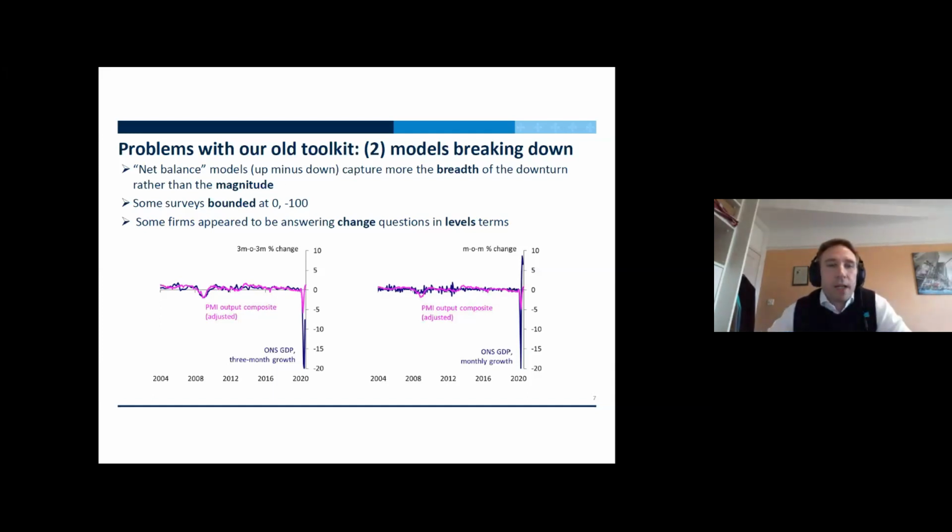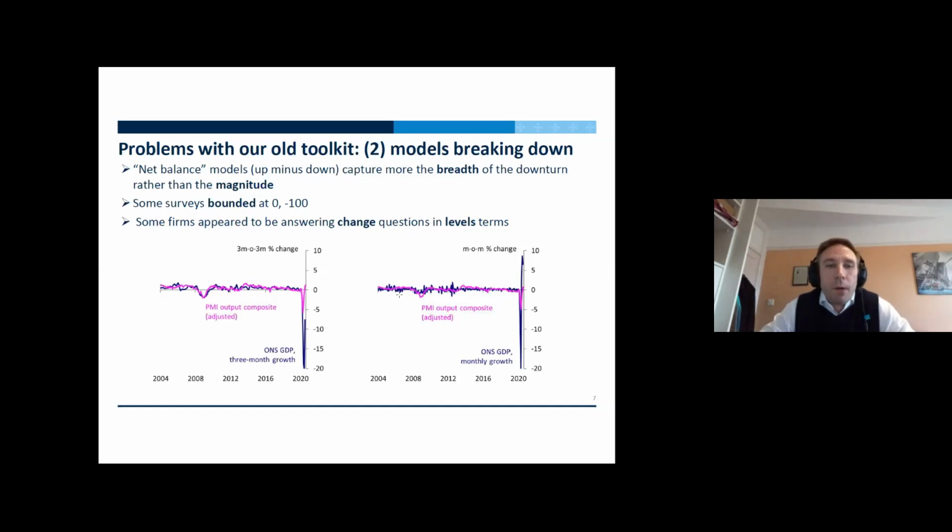Just to demonstrate this, these charts show the composite PMI mapped against month-on-month and 3-month-on-3-month GDP. So based on pre-COVID relationships, the PMI would have had to have fallen to a level around -150 to capture the magnitude of the fall in GDP. That's impossible. The PMI is bounded at 0.